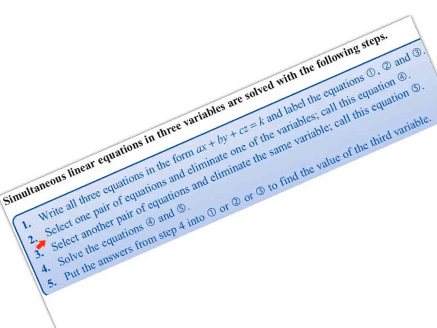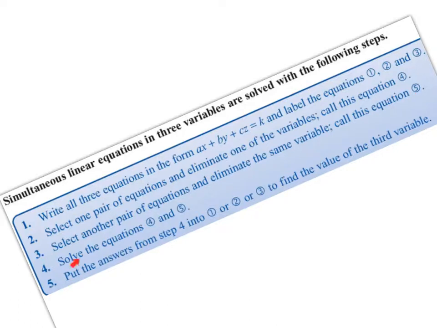Step 2. Select one pair of equations and eliminate one of the variables. Call this equation 4 or equation D. And we would usually eliminate the z. It doesn't have to be the z, but we would usually eliminate the z. Select another pair of equations and eliminate the same variable, so the z, and call this equation 5, or you can call it equation E.